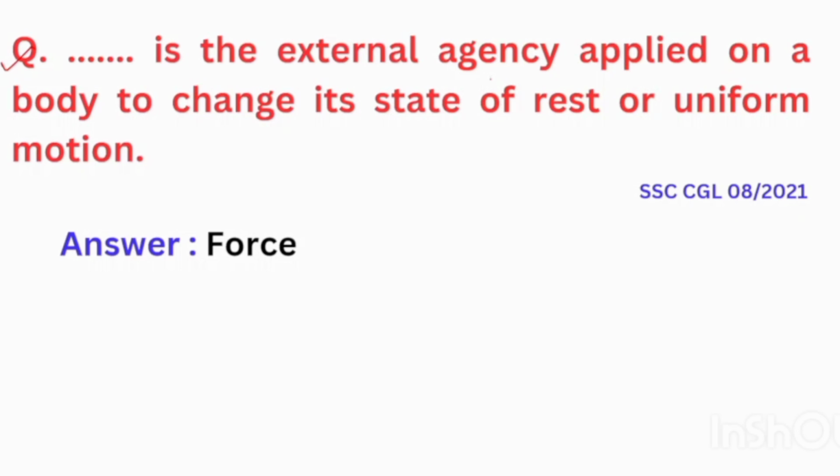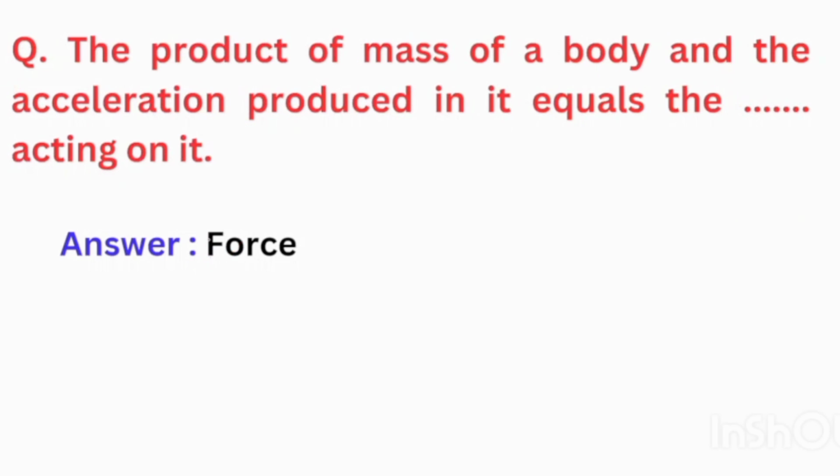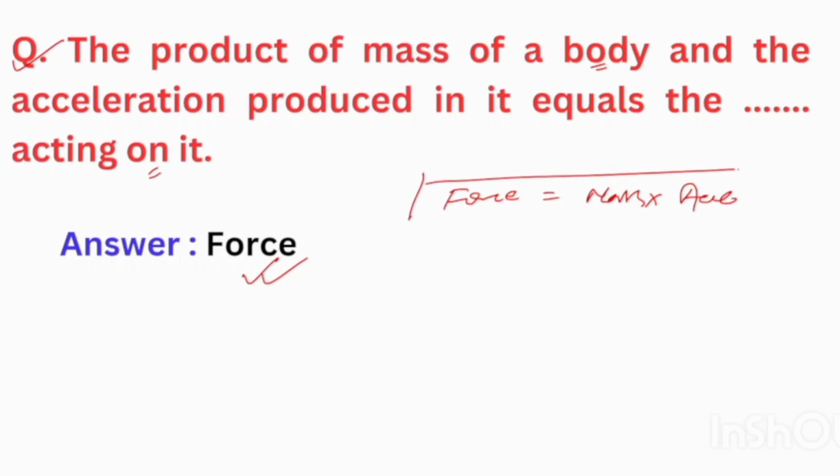Dash is the external agency applied on a body to change its state of rest or uniform motion. The answer is force. The product of mass of a body and the acceleration produced in it equals the dash acting on it. The answer is force. So we can write force equal to mass multiplied by acceleration. This is very important and you must remember. Let's move on to next question.